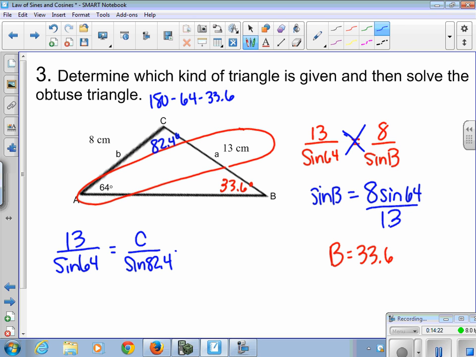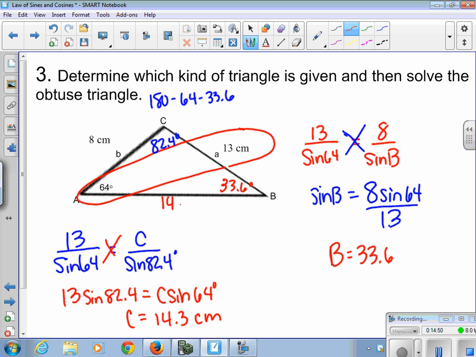And so then this is just exactly like the first 2 problems that we solved. I don't have to do inverse. I just cross multiply and solve because I'm just finding a side length. So I've got 13 times the sine of 82.4 equals C times the sine of 64. And so I'm just going to plug this into the calculator and divide by sine 64. Tell me what you get when you do that for side C. 14.3, good. And that's centimeters. 14.3 centimeters. Is this hard? No, good. All right.